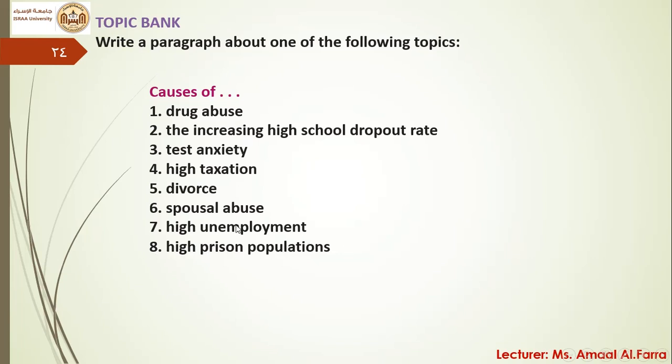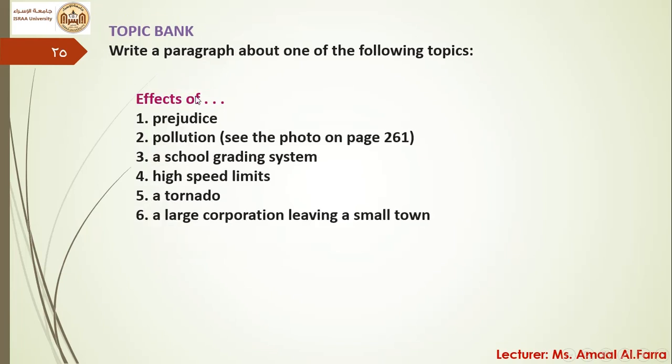You can choose one topic and write a paragraph focusing on the causes. And here you can choose a topic to write, but with a focus on what? On the effects. Prejudice, pollution, school grading system, high speed limits, tornado, a large corporation leaving a small town. Corporation means a factory or a firm leaving a small town. You can choose a topic with a focus on the effects.